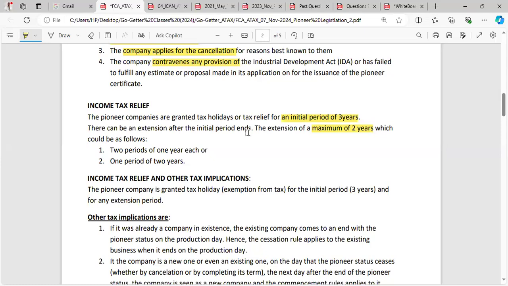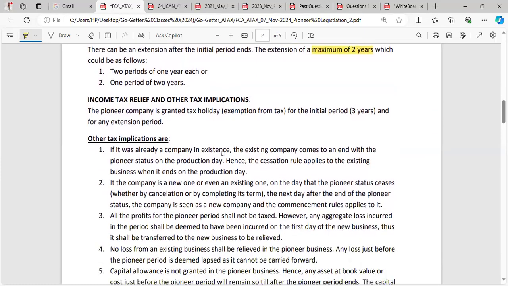Now, the extension after the first 3 years could be 2 periods of 1 year each. Like I said before, the minister could say, okay, I'm going to give you 2 years extra, but I'll give you one year each. Let me see your performance. And if he's satisfied with the first one, he grants you the second one. He could decide to grant you only 1 year and you will not get the fifth year. Or he may decide to grant you the 2 years at once, one period of 2 years.